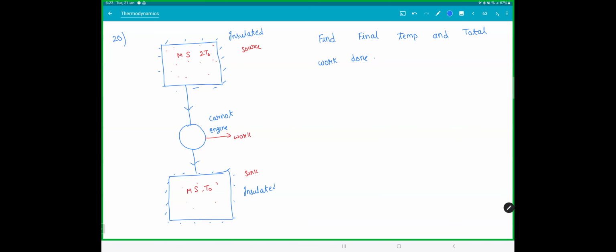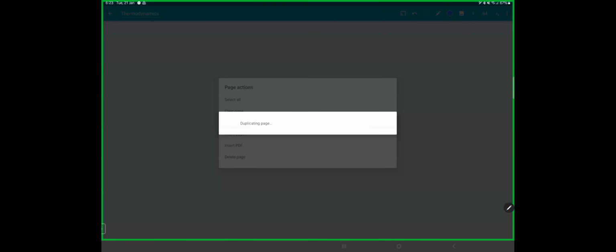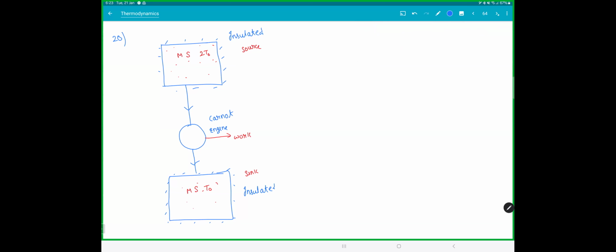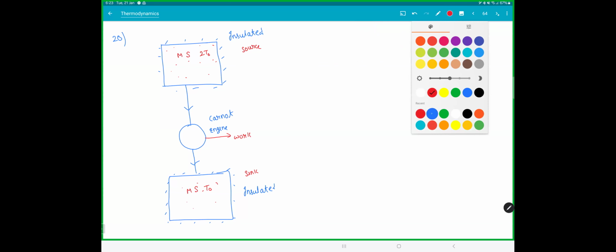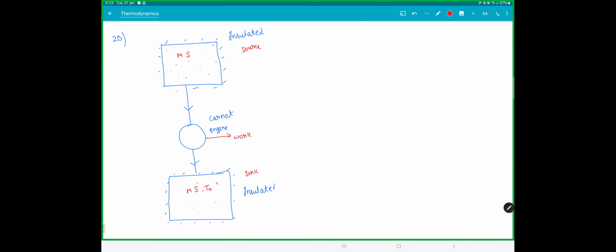I'll give you an idea. See, like I keep saying, always one thing is clear. If the temperatures are continuously changing, efficiency is not constant, we have to integrate. So let's say after some time, let the temperature become T1, right? And let the temperature become T2.